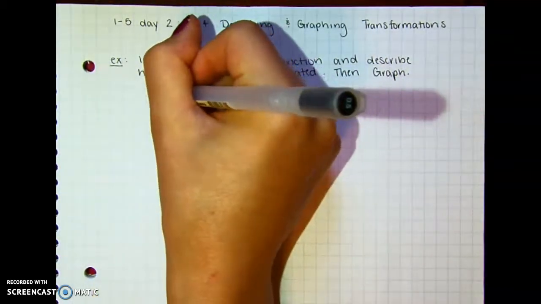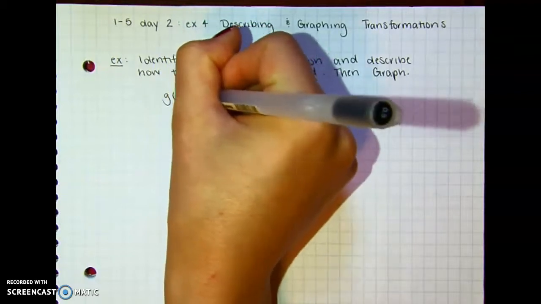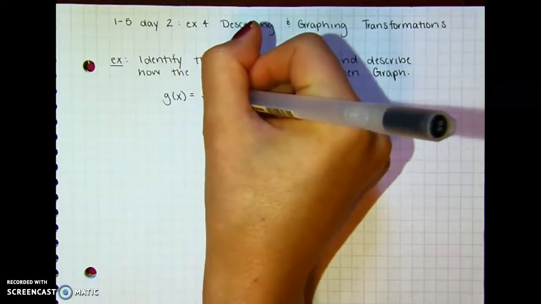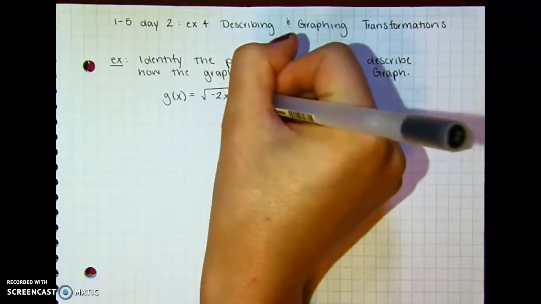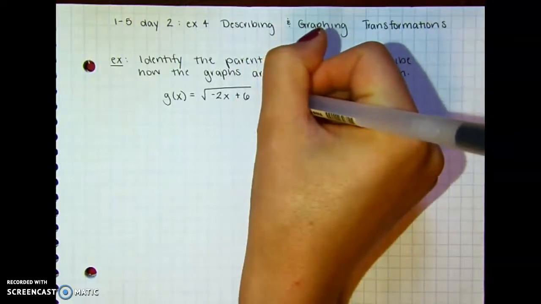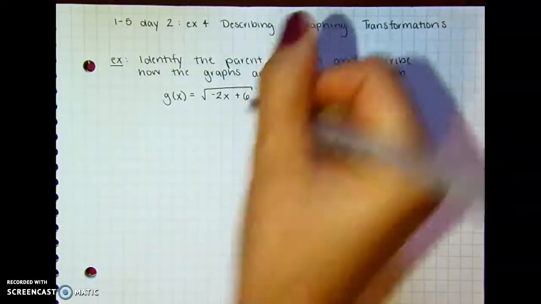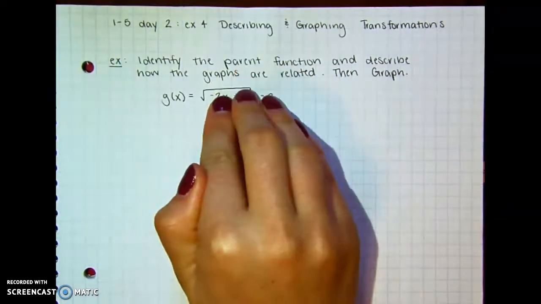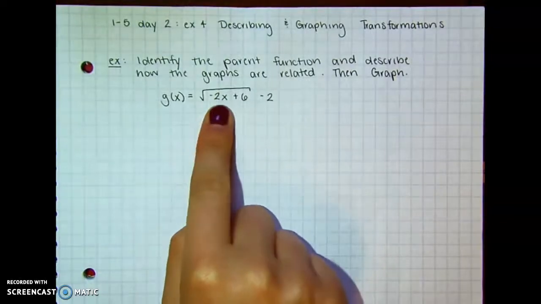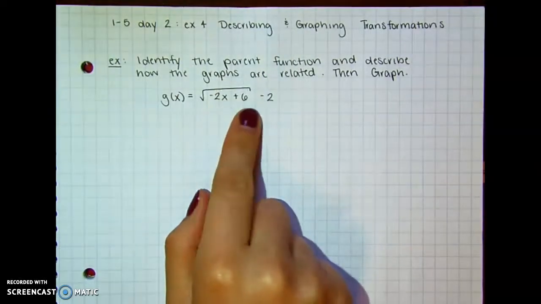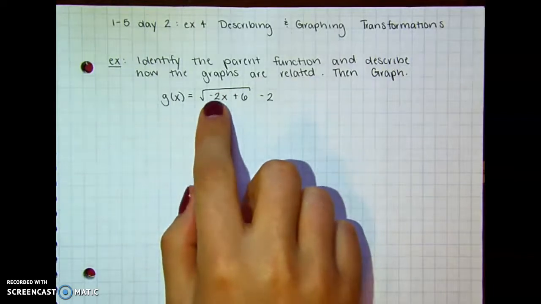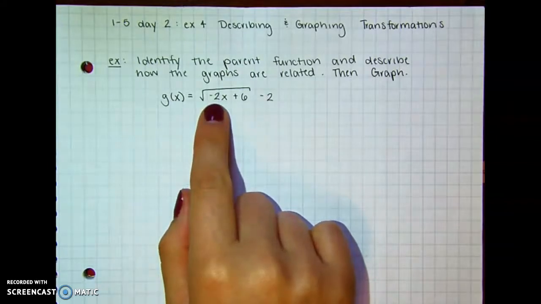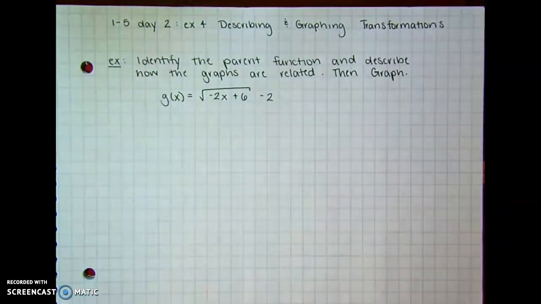Let's do g of x equals the square root of negative 2x plus 6, minus 2. I hope when you look at this, some triggers are going off, because remember, this is a horizontal dilation, and it's not a horizontal dilation by 2, but we'll talk about that in a second.